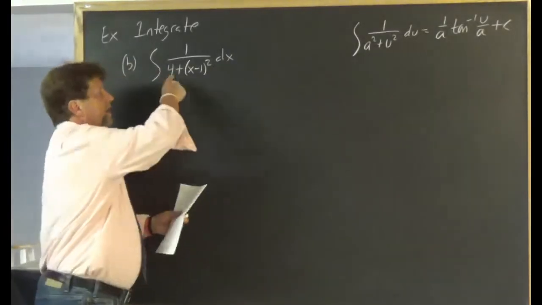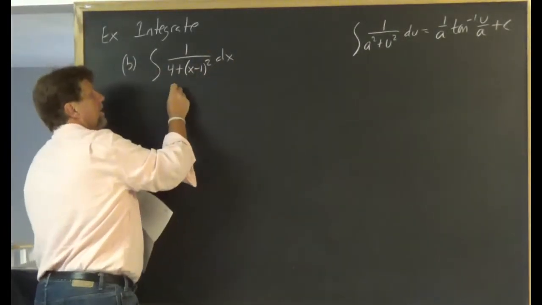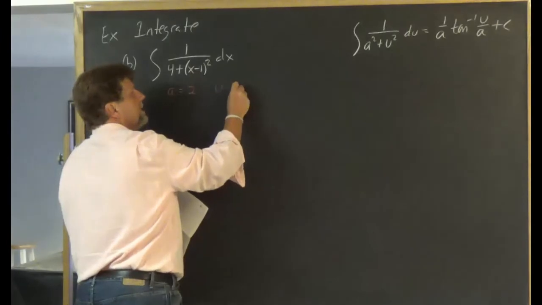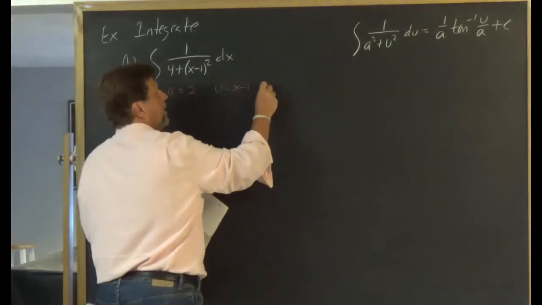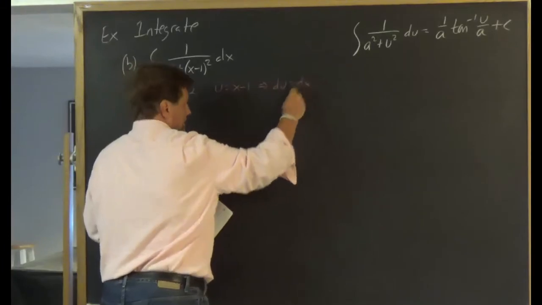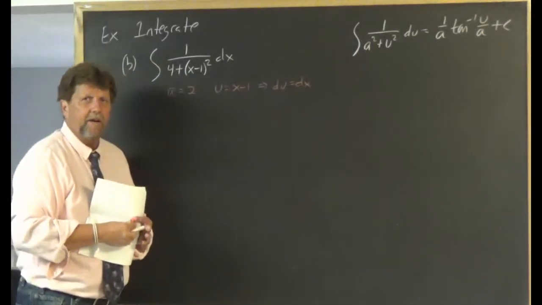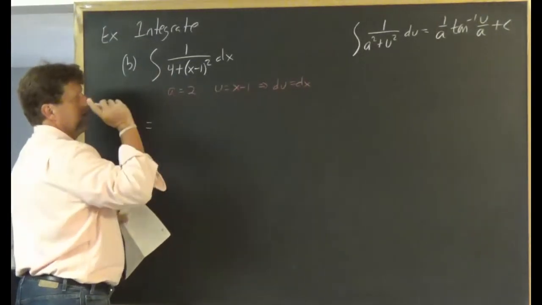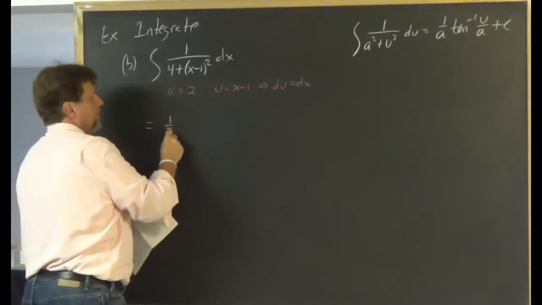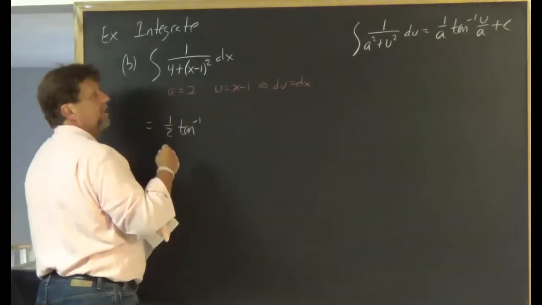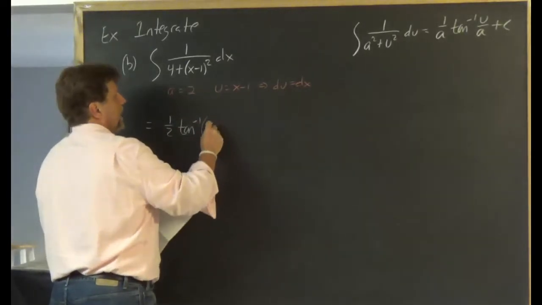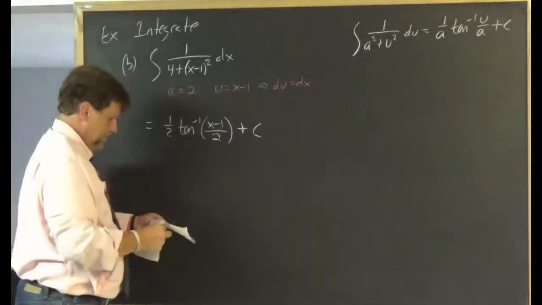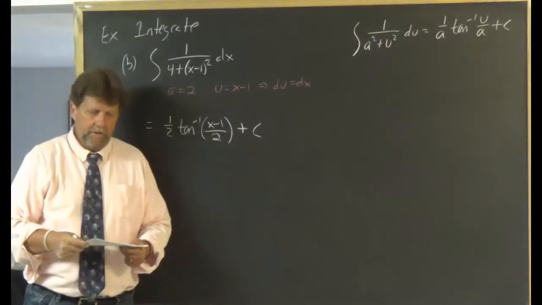So it looks to me like this has that form where a is 2, u is x minus 1, and that implies du is dx, which is good for me. There's no extra multiplier in there. So I can immediately write down the antiderivative. The antiderivative is 1 over a, so that's 1/2, inverse tangent u over a, well, that's (x minus 1) over 2, plus c. That's all there is to part B.